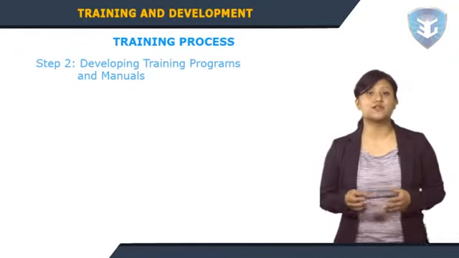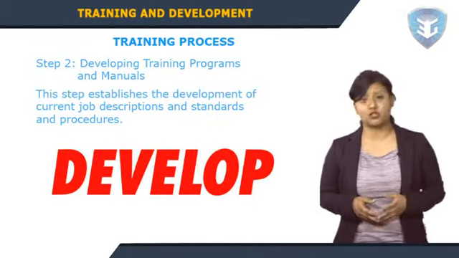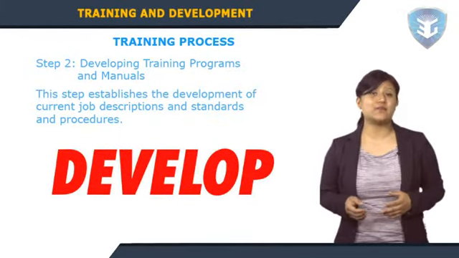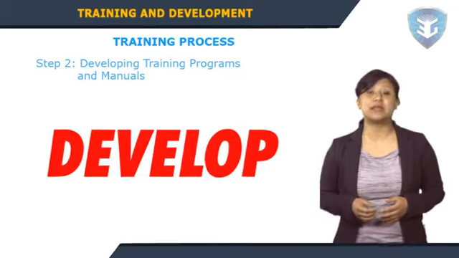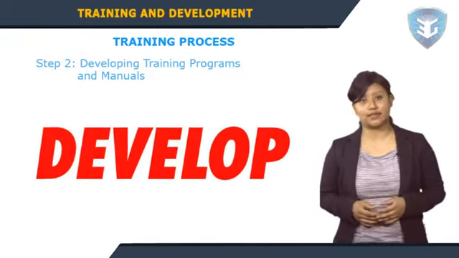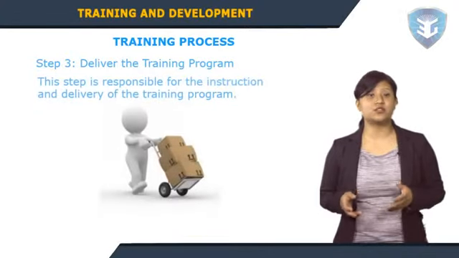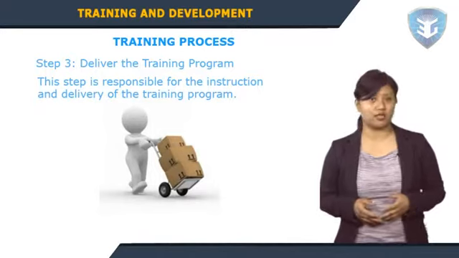Now, step 2 is developing training programs and manuals. This step establishes the development of current job descriptions and standards and procedures. Job description should be clear and concise and may serve as a major training tool for the identification of guidelines. Step 3 is to deliver the training program. This step is responsible for the instruction and delivery of the training program.